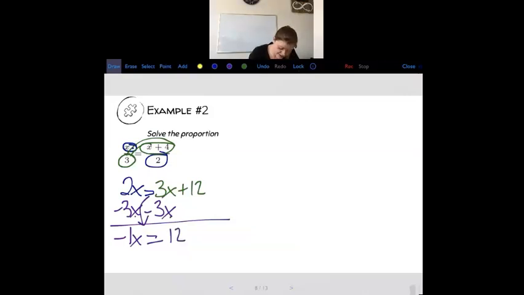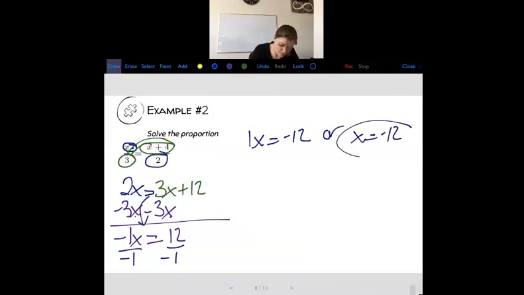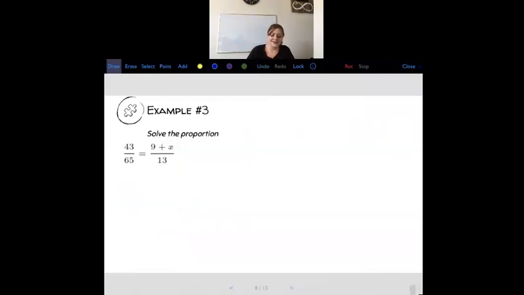To get x by itself, we divide both sides by negative 1. We get 1x is equal to negative 12, or just x equals negative 12. And you can plug that in to check to make sure it's a true proportion. Okay, similar thing here. For sake of time, I'll get this one started, and then I'll leave it to you to solve the rest.